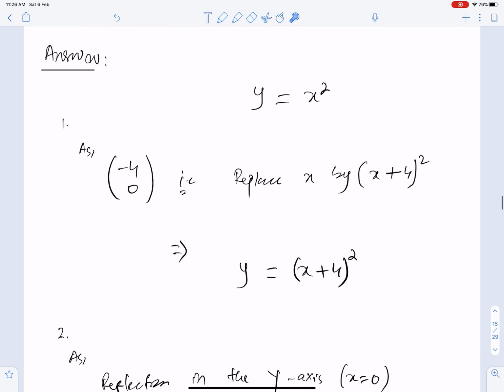Number one, this is the object. First, you need to apply translation. So replace x by x plus 4. When you replace x by x plus 4, you will get this.